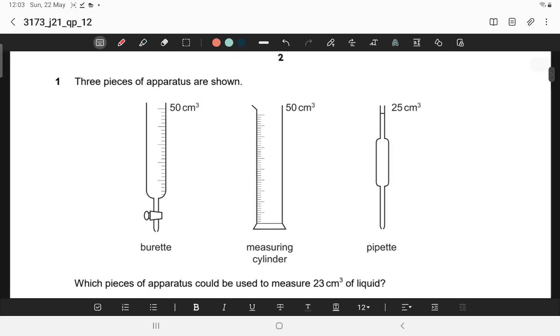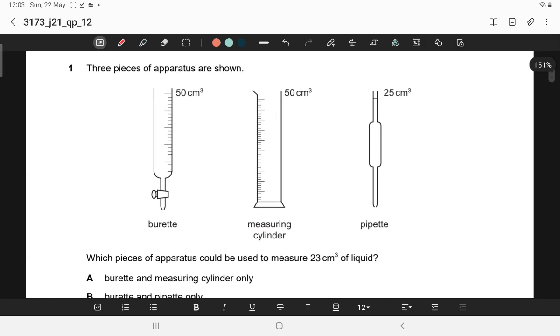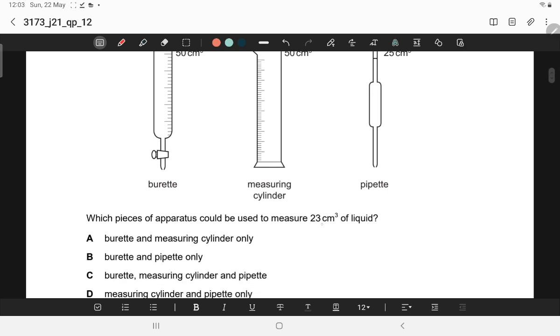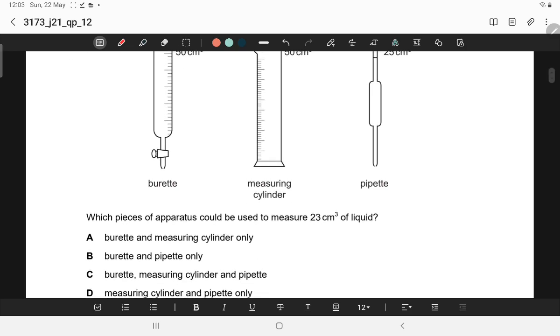Three pieces of apparatus are shown. This is a burette, measuring cylinder and pipette. Which piece of apparatus could be used to measure 23 cm³ of liquid?